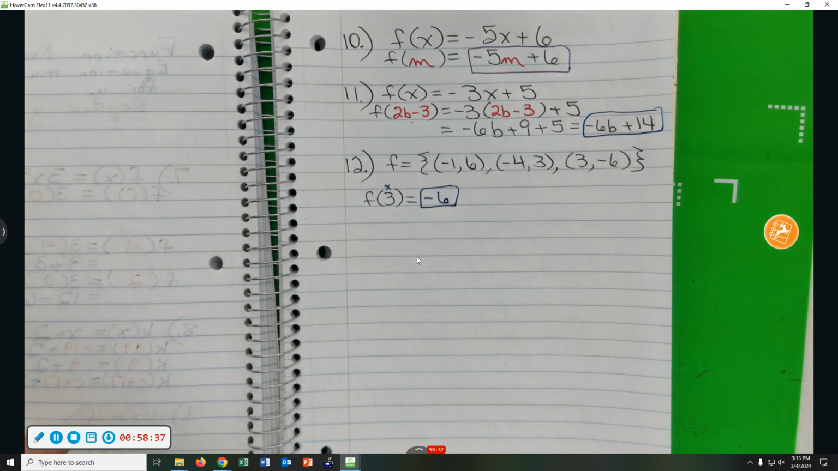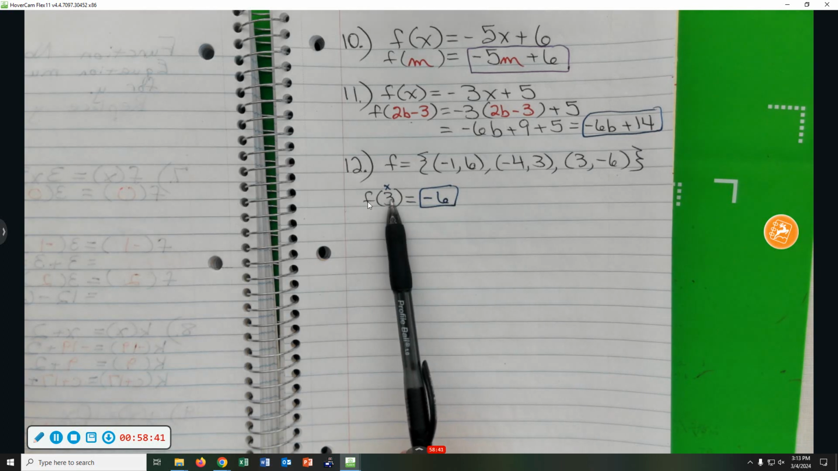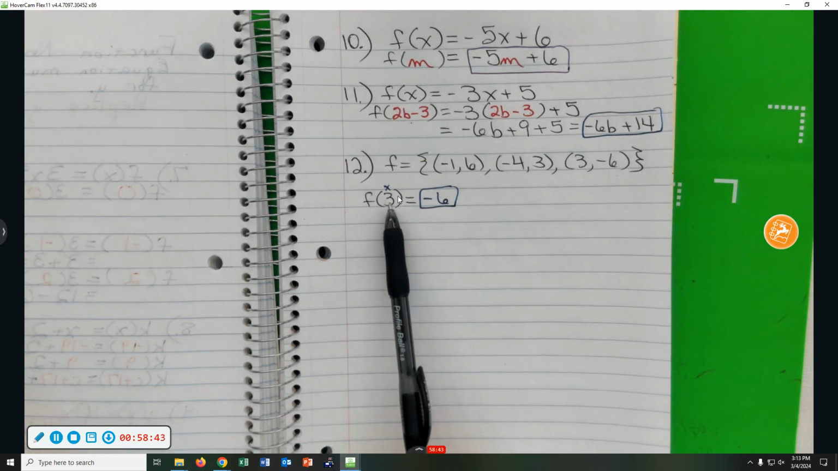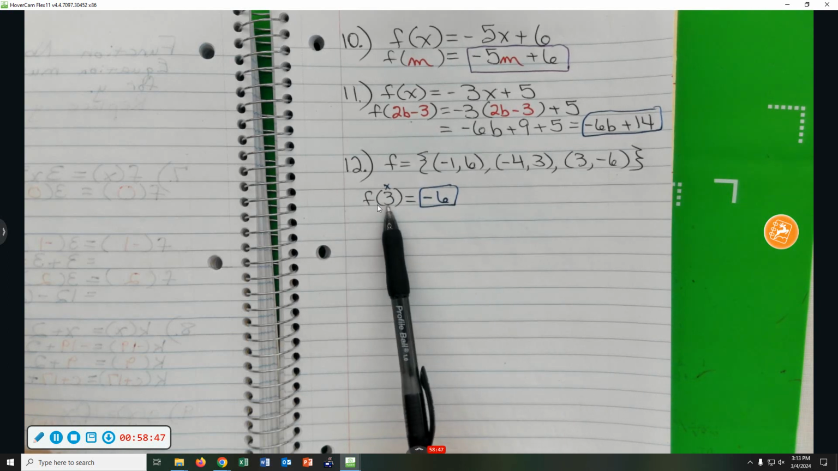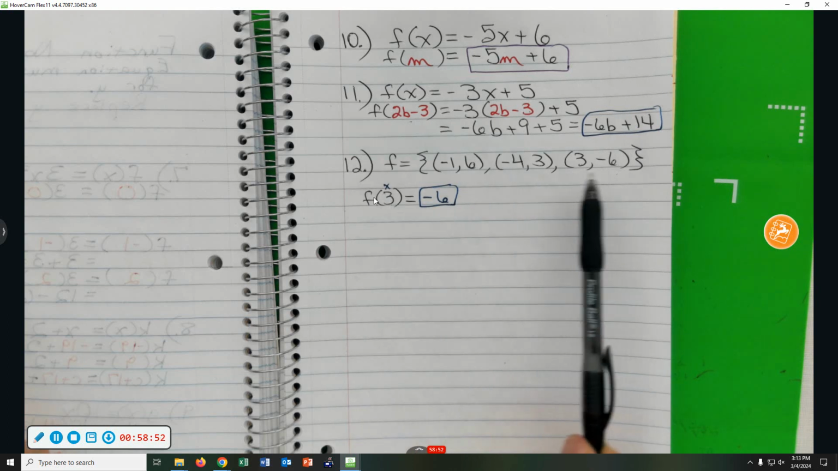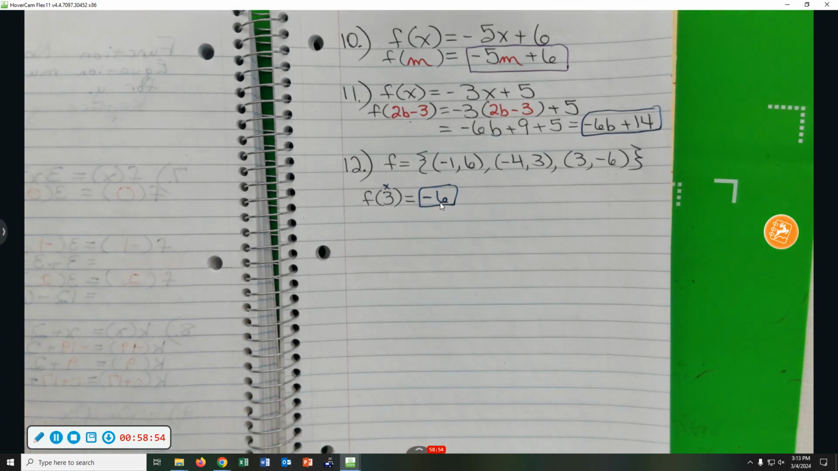Do y'all see why the answer isn't negative 4? The number in the parentheses is x. What is the y value? Remember, the function value is just a fancy way of saying the y value. So when x is 3, the y value is negative 6.